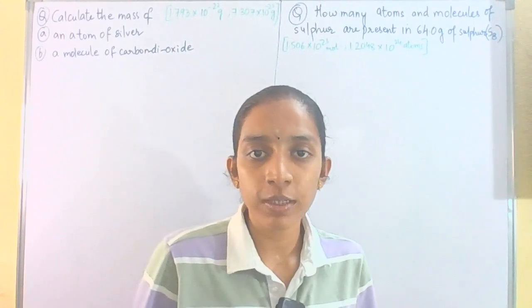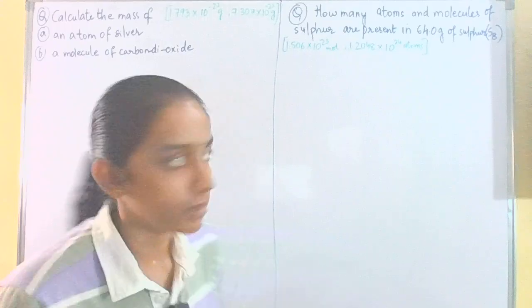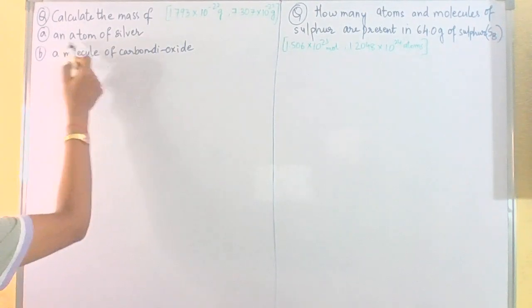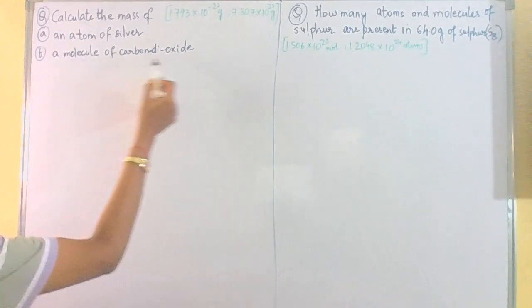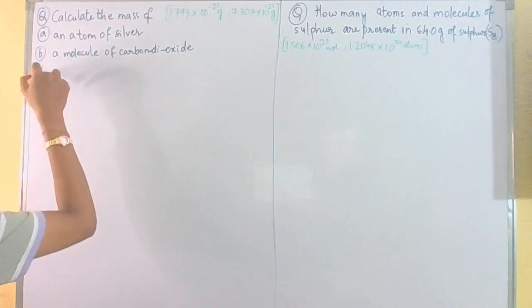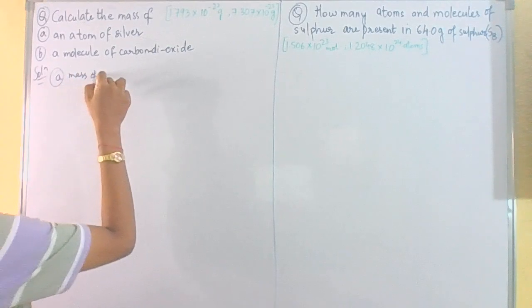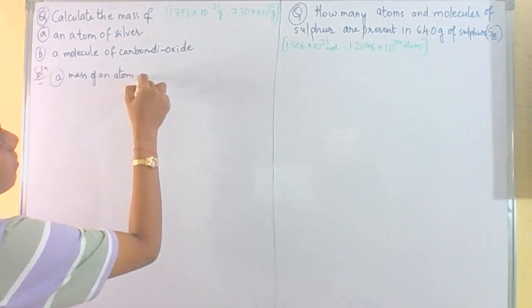In this video, we'll be solving problems related to the mole concept. We'll see the first question. Calculate the mass of an atom of silver and a molecule of carbon dioxide. First, we will solve the mass of an atom of silver.